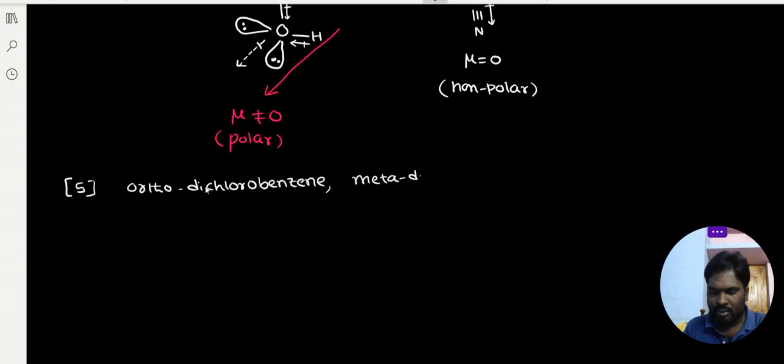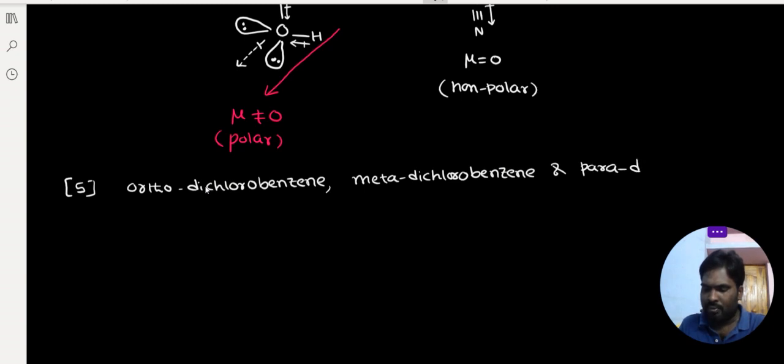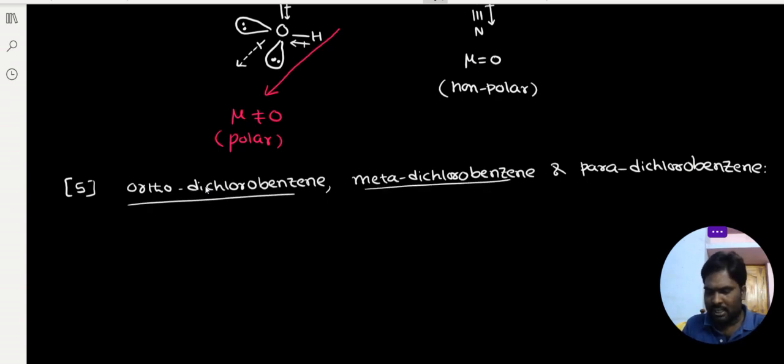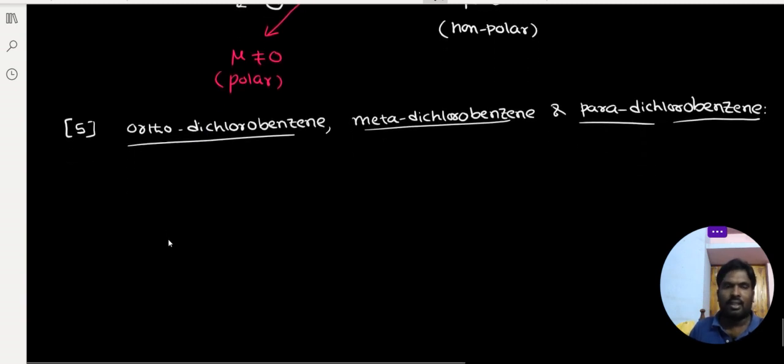meta dichlorobenzene and para dichlorobenzene. Ortho dichlorobenzene, meta dichlorobenzene, para dichlorobenzene. Clear? So now, for example, suppose here para is greater than meta is greater than ortho.